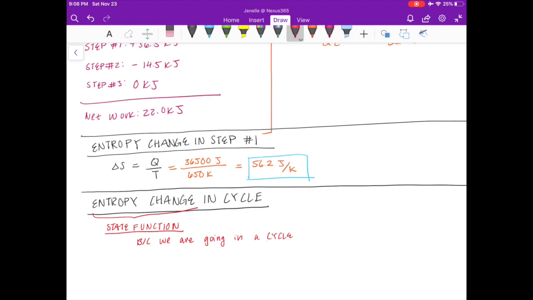In the case of entropy, we only care about the initial state and the final state. How ordered was the system before? How ordered was the system after? And thus entropy is a state function. We only care about the initial and the final states. And because our PV diagram shows that our engine is going in a cycle, we start from point A, we go to point B, then we go to point C, and then we go back to point A. Our initial and final states are the same. And so our change in entropy equals 0 joules per Kelvin.